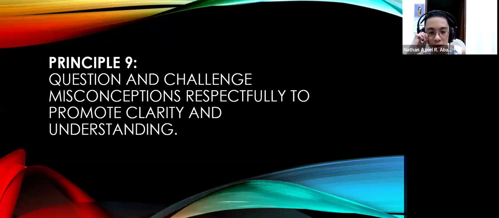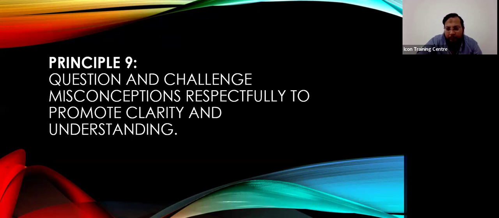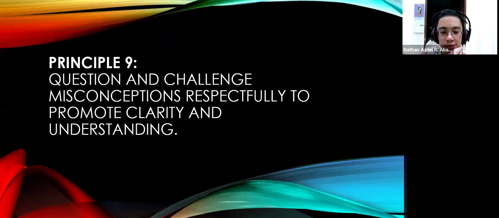So you have to tackle misconceptions respectfully, not too rough, just make sure it's respectful, and to promote clarity and understanding, meaning that you have to clarify the challenges ahead for understanding. So when you make clear, neutral policies, free from bias, that would promote clarity in the organization, right? Yes.